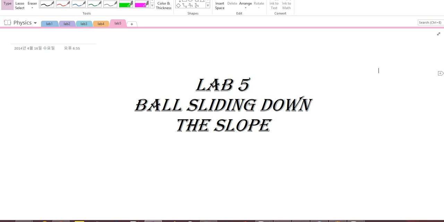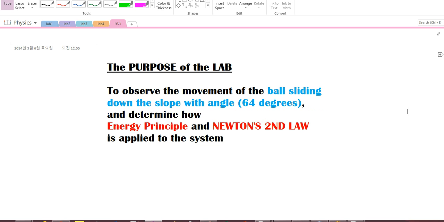Lab 5, ball sliding down the slope. The purpose of the lab was to observe the movement of the ball sliding down the slope with the angle 64 degrees and determine how the energy principle and Newton's second law are applied to the system.